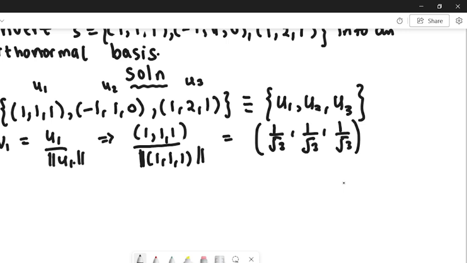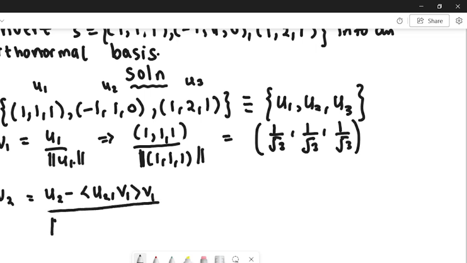Next we are going to find V2. The secret I give my students is that you must know the formula. If you know the formula, then everything else just follows. The moment you know how to get the numerator, the denominator is always the norm of the numerator. The numerator is U2 minus the inner product of U2 and V1 times V1.